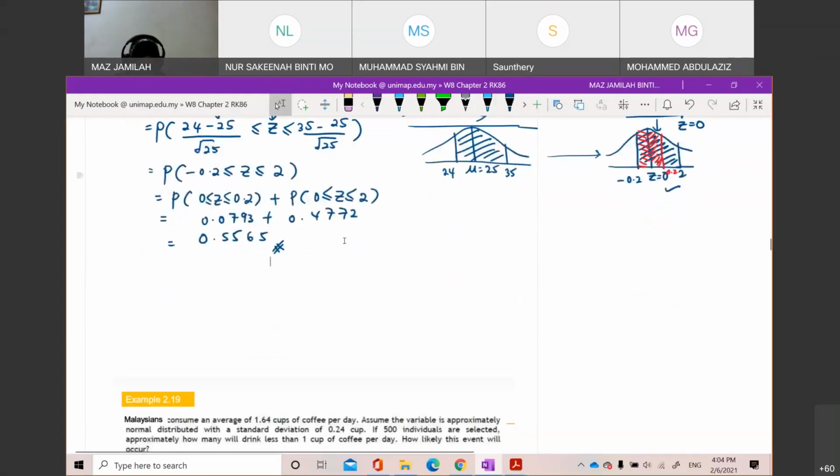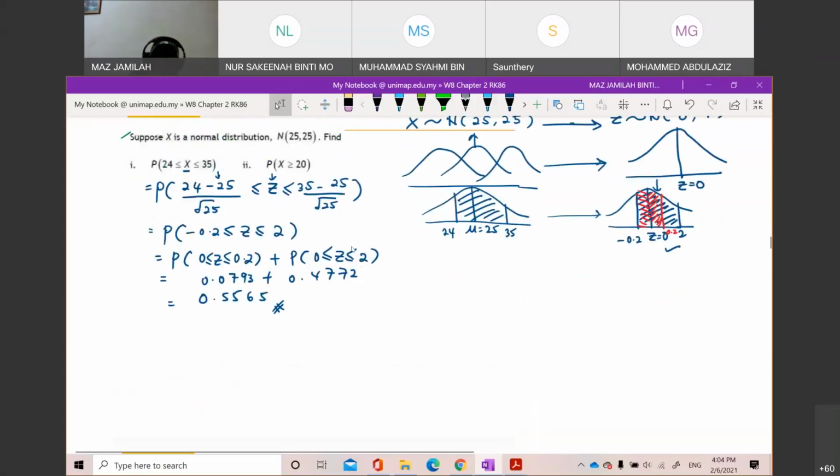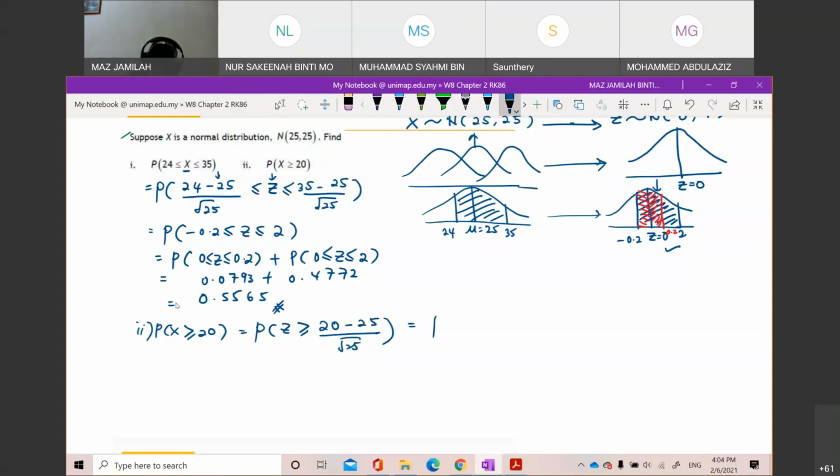Now, P(X greater than 20), for number 2. Transform into standard normal. So P(Z greater than or equal to (20 minus 25) divided by square root of 25). You will get P(Z greater than or equal to negative 1).